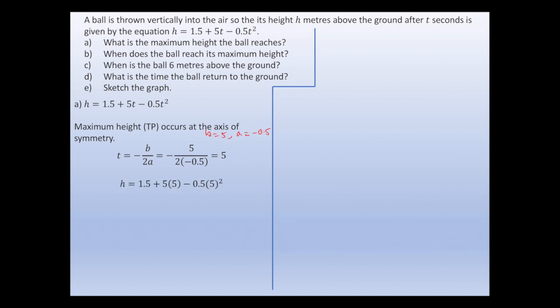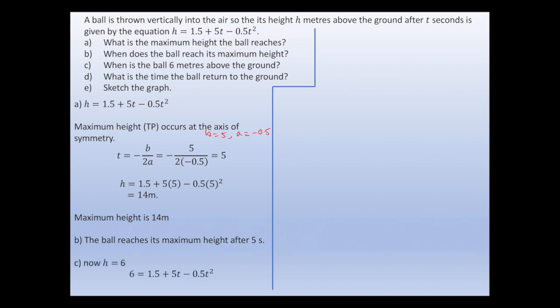So we can work out t actually equals 5. Substituting it into that equation, h therefore equals 14 meters. So the maximum height the ball reaches is 14 meters. Part B, since we have worked it out in part A, the ball reaches its maximum height after 5 seconds.